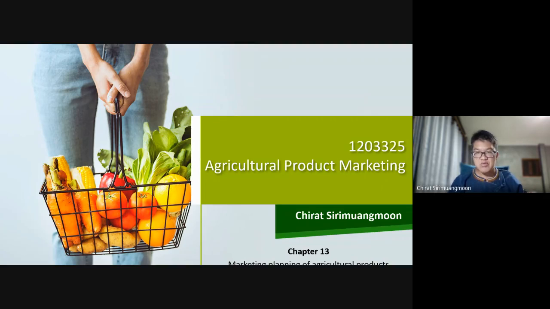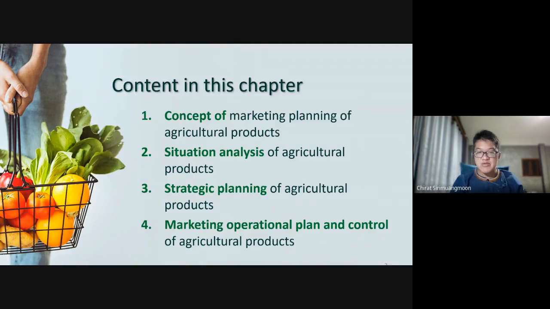But today we're gonna learn one of the most important things when you want to run the business, which is the marketing plan. So today I will teach you first the concepts of marketing planning. Second one, the situational analysis. The third one is strategic planning. And the last one is marketing operational plan and control of the agricultural products. So this is mainly on the marketing plan.